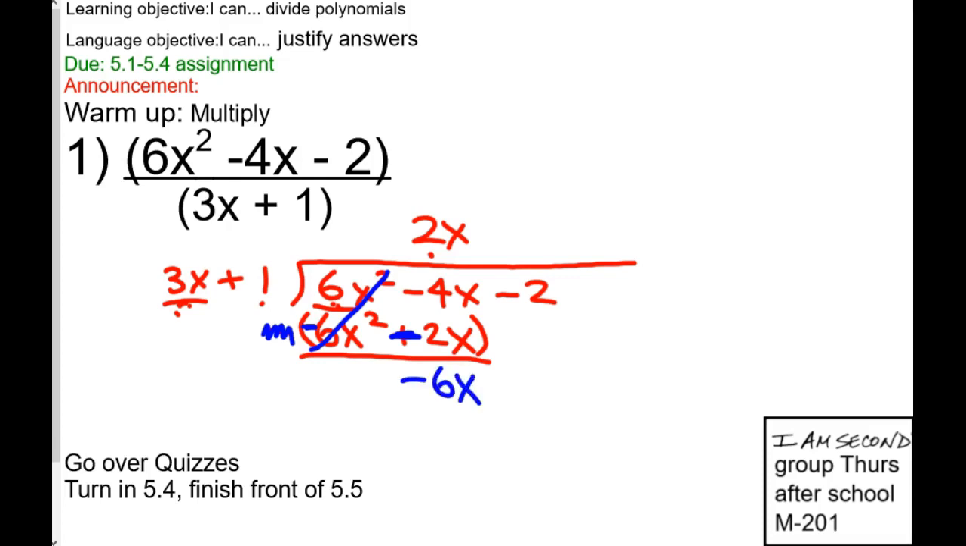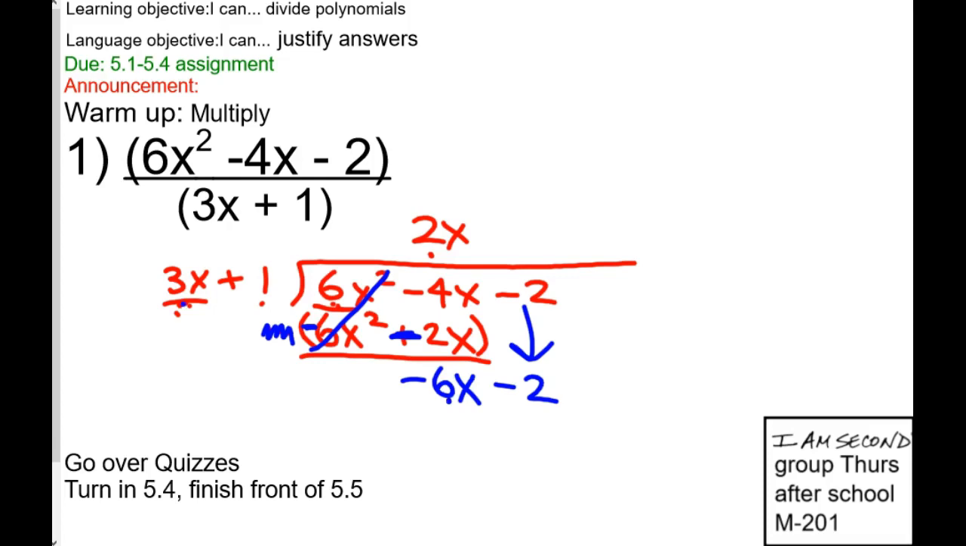Okay. And then, once I've subtracted, I need to bring down. I'm going to bring down the minus 2 right here. So minus 2. All right. So that whole cycle, you're just doing that over and over until you get a final answer. Okay. So now I start over. What was my first step? First term divided by the first term.